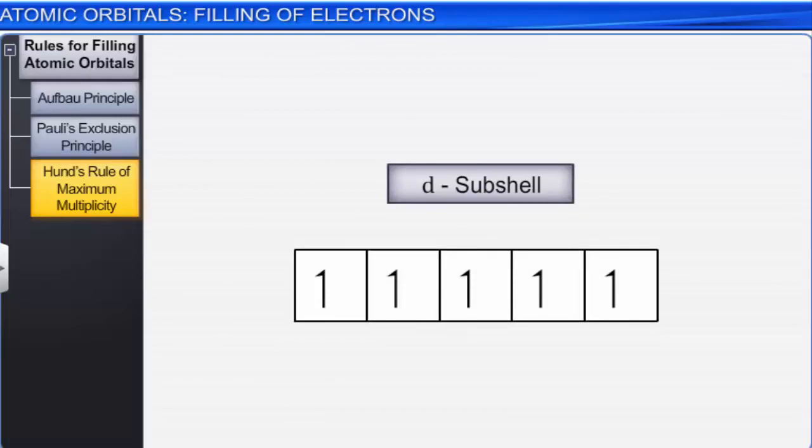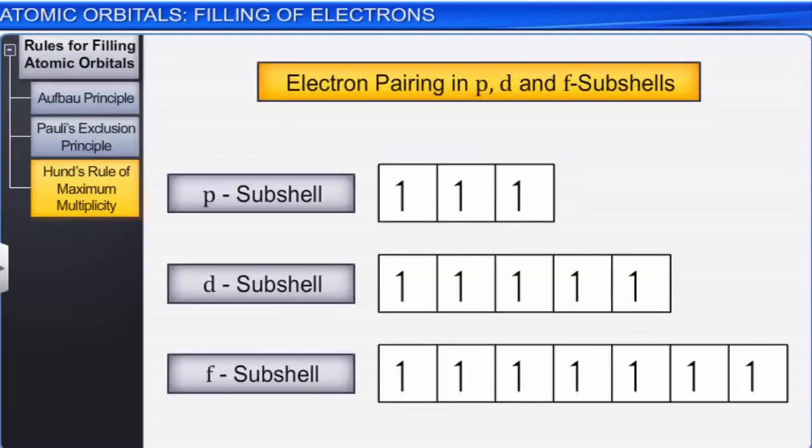It can also be stated as the pairing of electrons in the orbitals belonging to the same subshell doesn't take place until each orbital belonging to the same subshell gets 1 electron each. Therefore, electron pairing in p, d or f subshells cannot take place until each orbital of a given subshell contains 1 electron each. In other words, pairing of electrons in p, d and f subshells starts with the 4th, 6th and 8th electron respectively, as shown here.